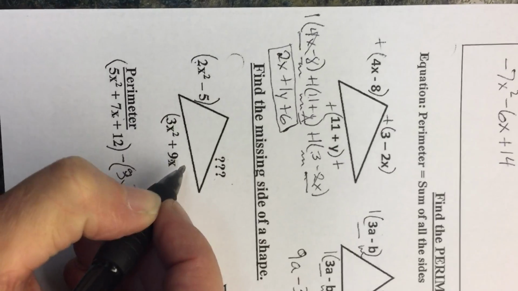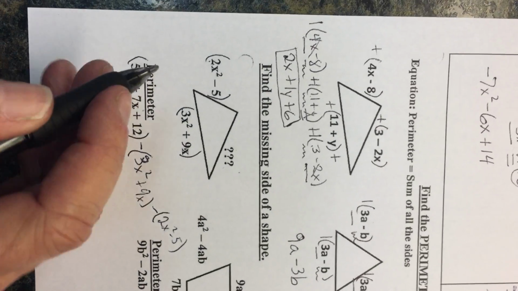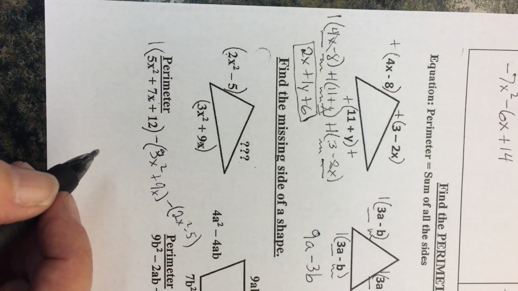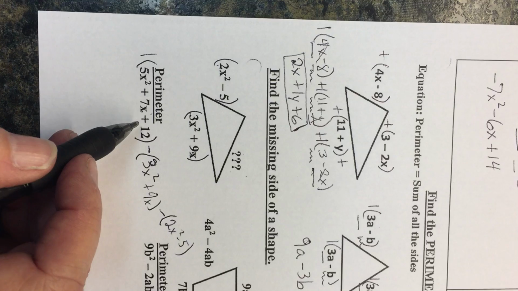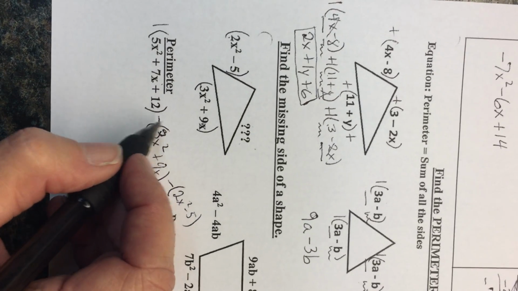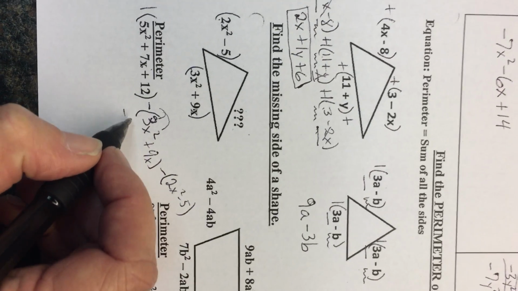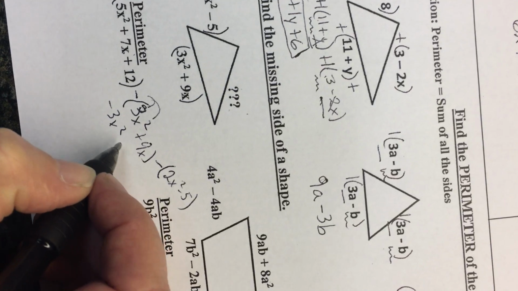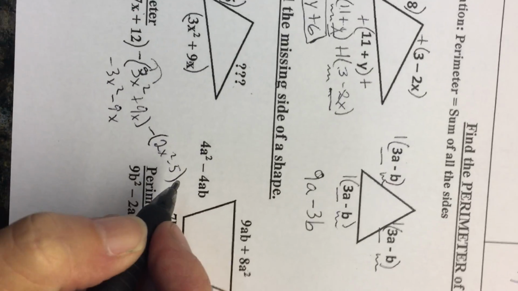Because this time I'm not going to add them. I'm going to be distributing a -1. Now the perimeter does have a +1 in front of it. So when I distribute a +1, is anything going to change? No, this is still 5x squared, still 7x, still plus 12. But when I have a -1 here and I distribute a -1 times everything, this is now -3x squared. This is now -9x.